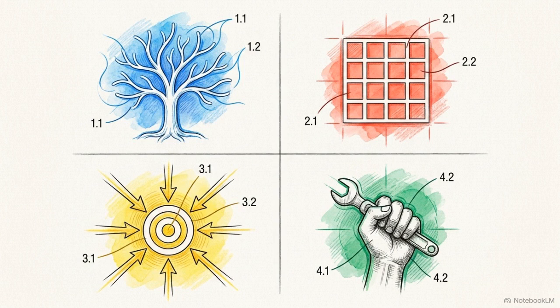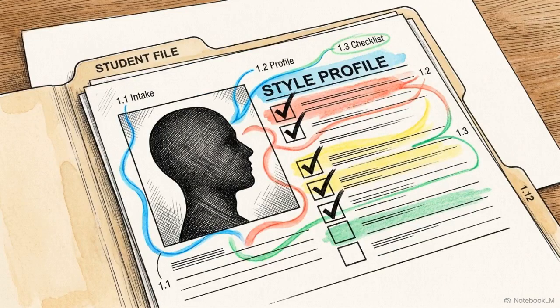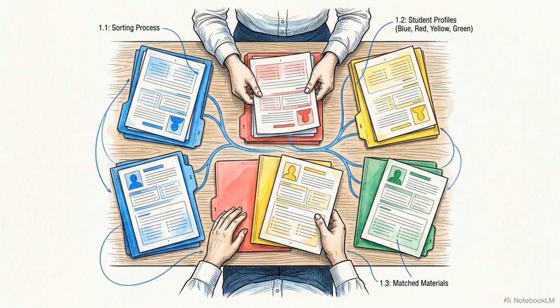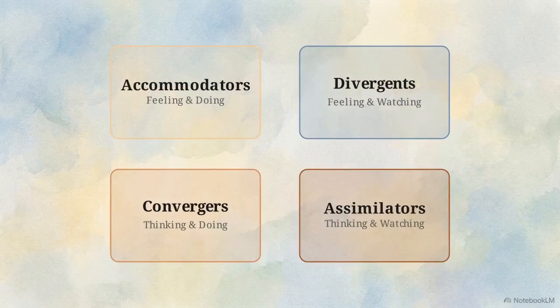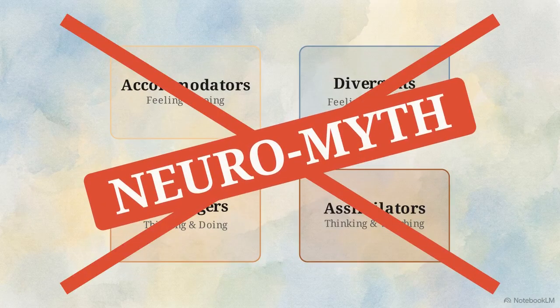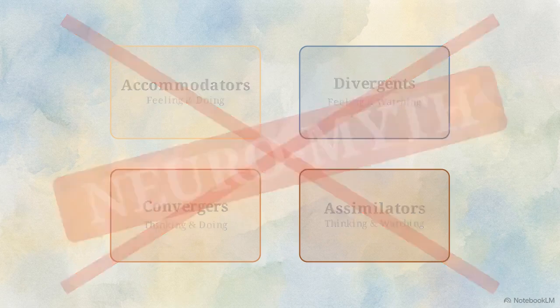This biological framework led to the most famous and most misunderstood byproduct of Kolb's work, the 4 learning styles: divergers, assimilators, convergers, and accommodators. For decades, educators have subscribed to the matching hypothesis. This is the belief that instructors must diagnose a student's dominant style and tailor their teaching to fit that specific profile. Modern meta-analyses have dismantled this. The matching hypothesis is a neuromyth.